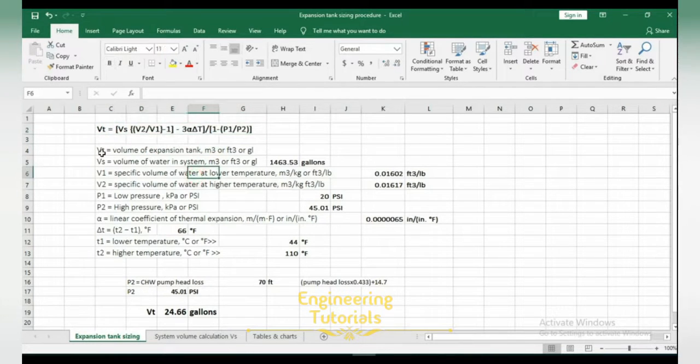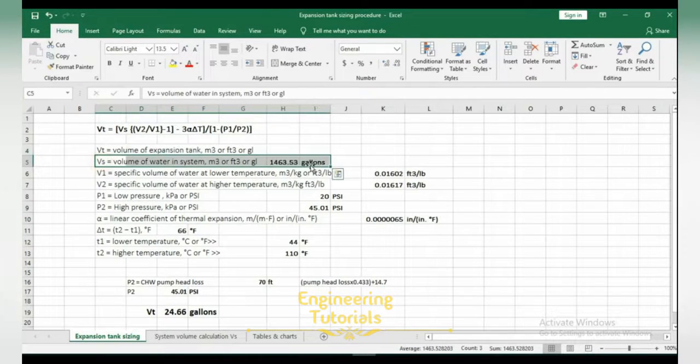Vt is basically the volume of the expansion tank, which we are going to calculate in gallons or cubic feet or cubic meters, and Vs is the volume of the system. Volume of the system means all the pipes which we have used in our project, all of the volume occupied by the pipes and equipment, everything. It is the sum of all of the pipes and equipment volume.